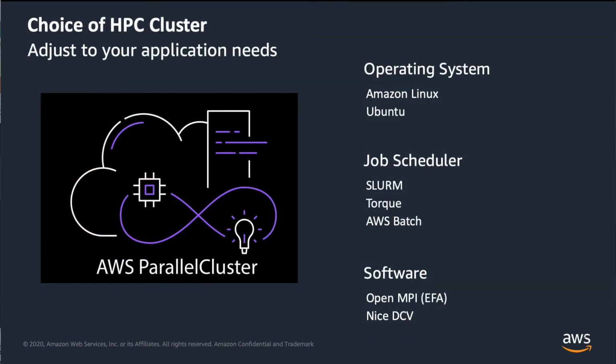So once you have selected the instance type and all the auxiliary stuff like networking and storage, all the hardware that makes up your cluster, you can mix and match that with different operating systems. In this case, it's Amazon Linux or Ubuntu. For typical HPC job schedulers, you could use Slurm or Torque, or as I said before, AWS Batch, and pre-installed software components. So OpenMPI, which is automatically EFA enabled, and that's our low latency kernel bypass fabric, or NICE DCV for remote visualization.